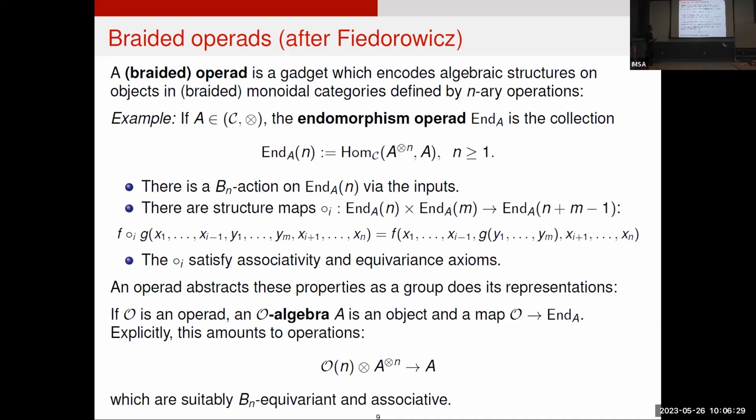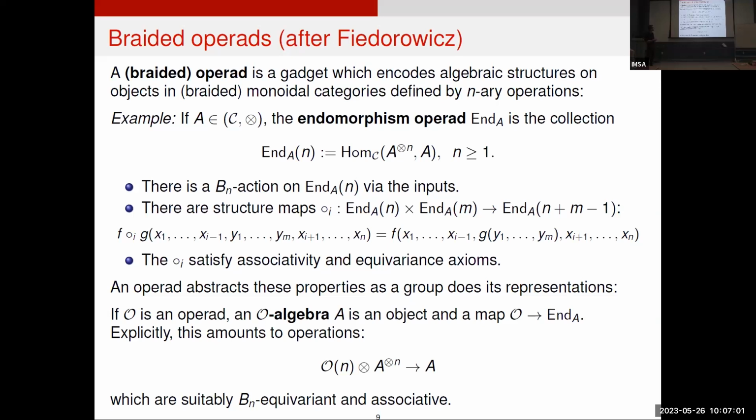So F circle_i G, applied to this complicated set of inputs, says apply G in the ith spot to these m terms, and then that gives me one term, and I regard it as something in the ith spot, and I apply F to it. That was probably the least coherent description of the endomorphism operad I've ever given.